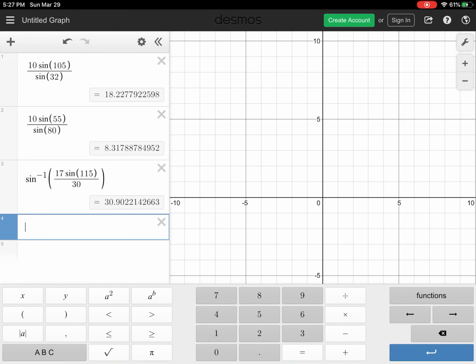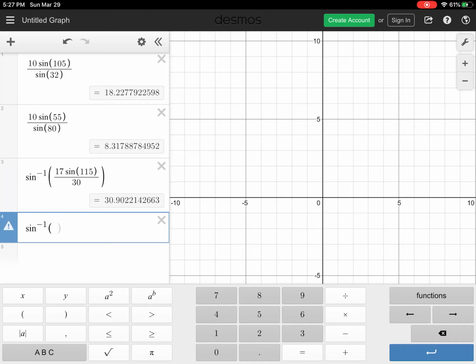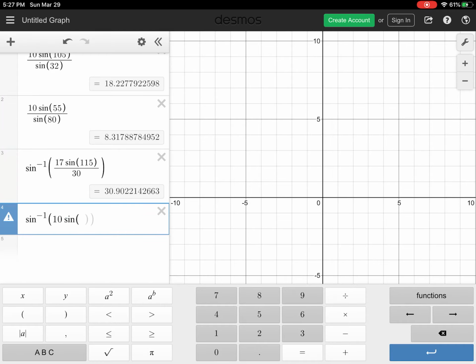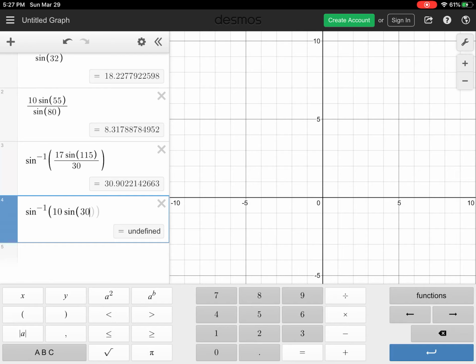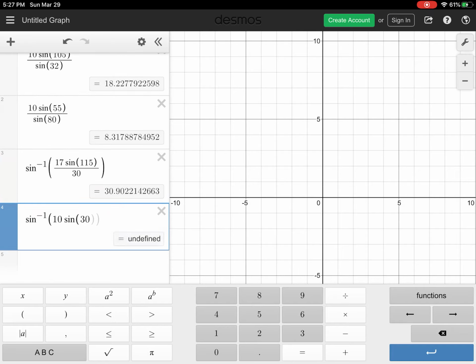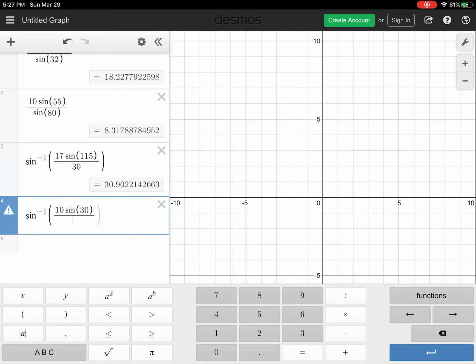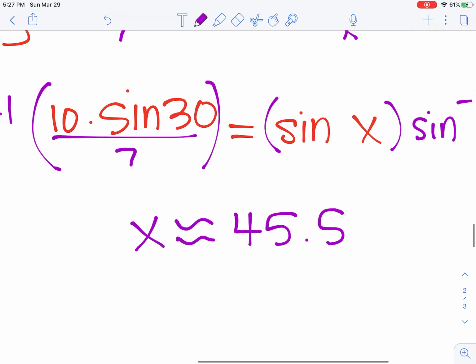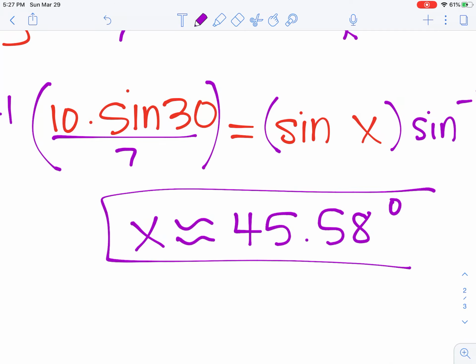I'm going to swap over to my calculator. All right, we're going to do the sine inverse of 10 times the sine of 30 divided by 7. And we should get 45.58 with our degrees.